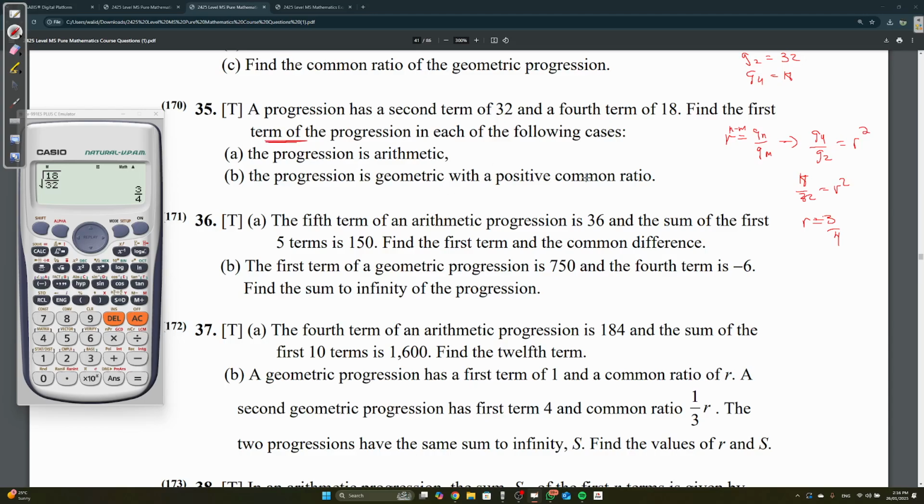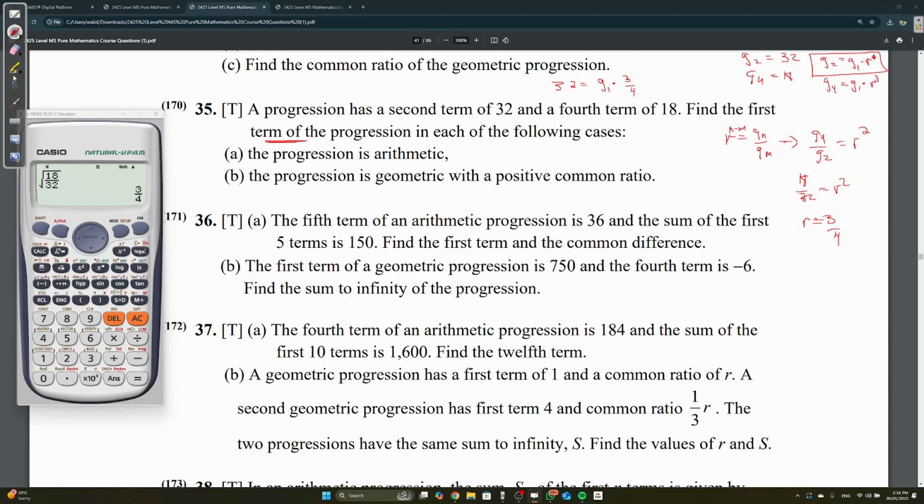Again, they want us to find the first term. We know that G2 is actually equal to G1 times r to the power of n minus 1, which is just 1, so r. Or you could use G4 is equal to G1 times r to the power of n minus 1, so r cubed. Whatever you want, but this looks easier to me. So G2, 32, is equal to G1, which we don't know, we're trying to find it, times r, which is 3 over 4.